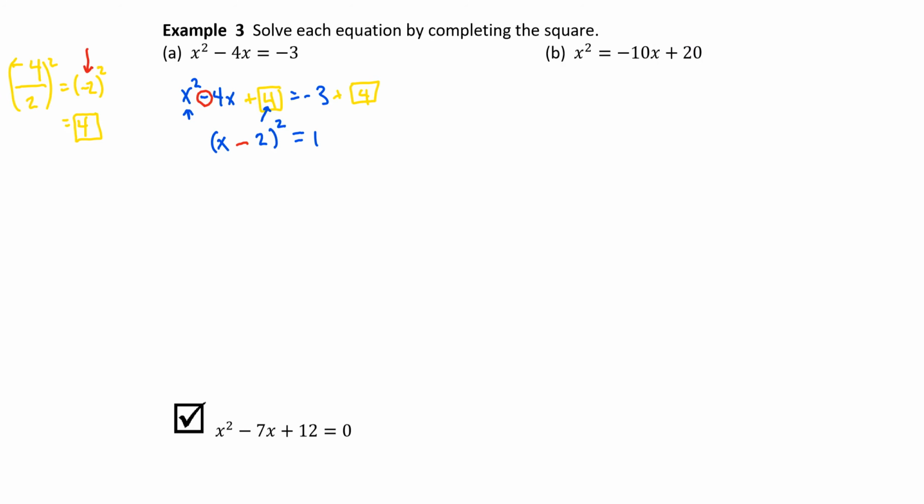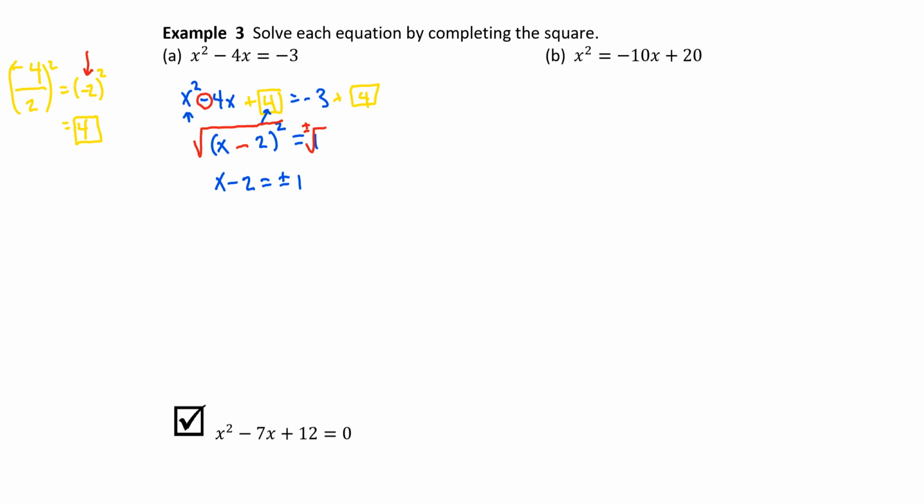Notice we have the quadratic or x squared part isolated on the left and nothing but a constant on the right. That means we can finish with our square root property. So I'm going to take the square root of both sides, remembering the plus or minus on the right. And we have x minus 2 on the left equals plus or minus 1. We've got one more step to do to solve for x, and that is add 2 to both sides.